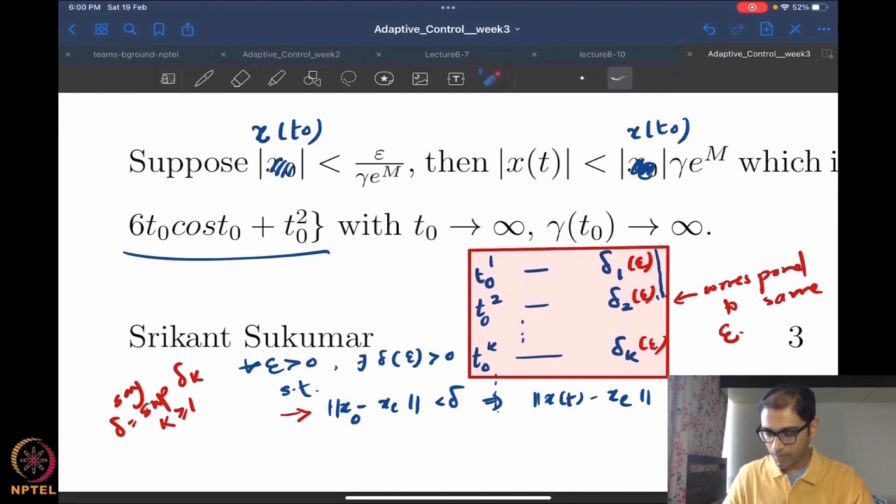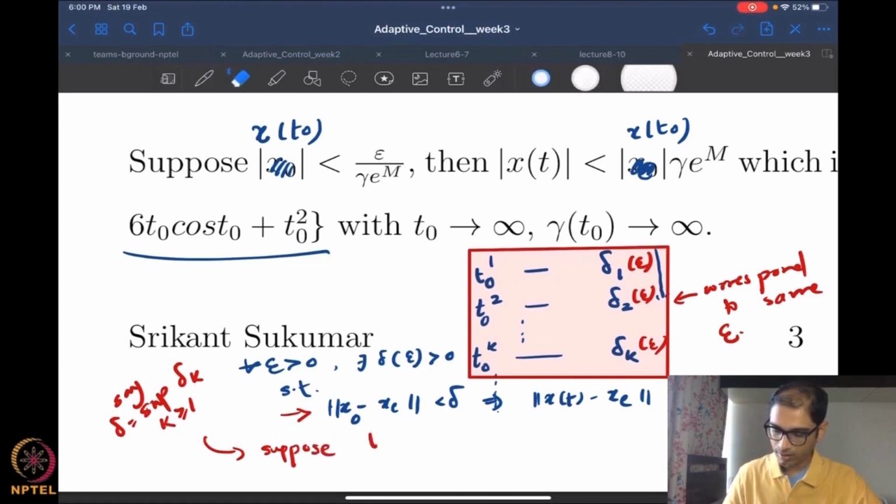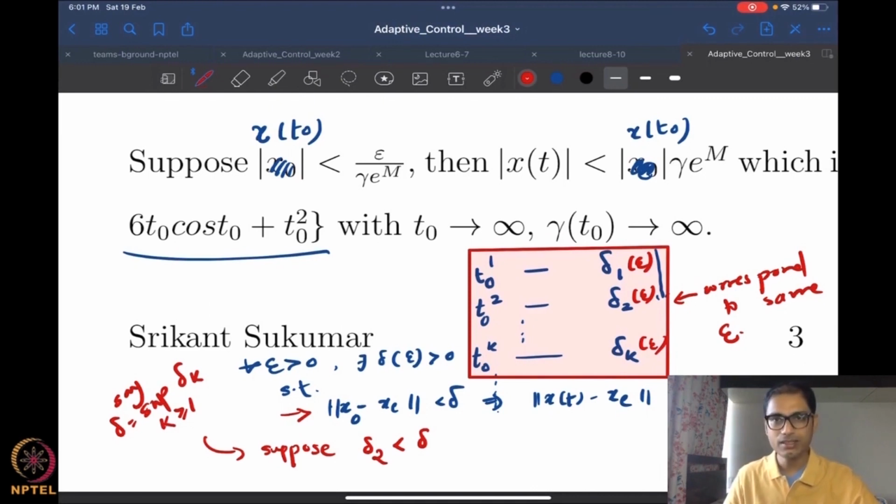Suppose I take delta to be the supremum, the largest possible one. I'll show you what sort of problem we land in. Because delta is the largest value of all of these, there must exist some k for which delta k is less than delta. Let's say it is delta 2. Because I chose delta to be the largest one, obviously there are some deltas which are less than this. So suppose delta 2 is smaller than delta.